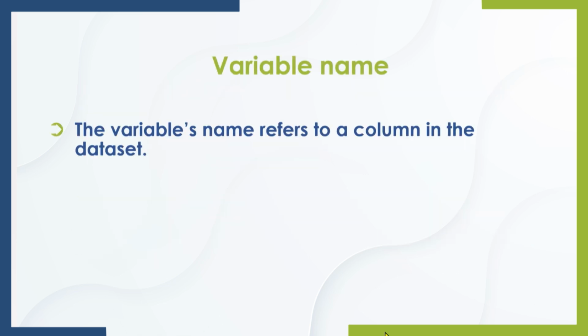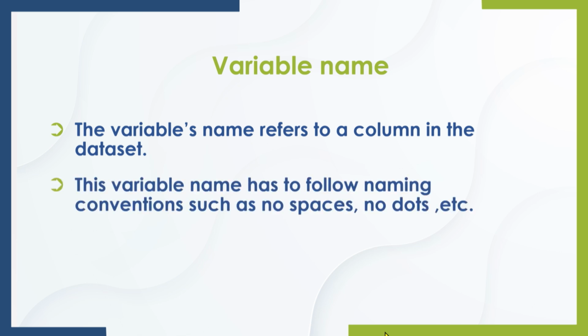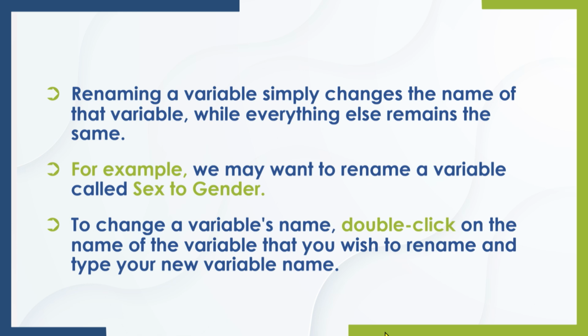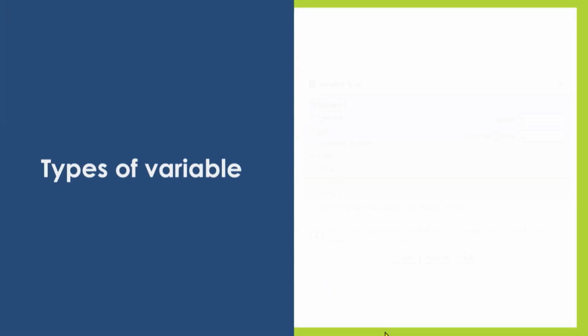Variable name. The variable's name refers to a column in the data set. This variable name has to follow naming conventions such as no spaces, no dots, etc. Otherwise, the SPSS file does not accept the variable name. Renaming a variable simply changes the name of that variable, while everything else remains the same. For example, we may want to rename a variable called sex to gender. To change the variable's name, double click on the name of the variable that you wish to rename and type your new variable name.